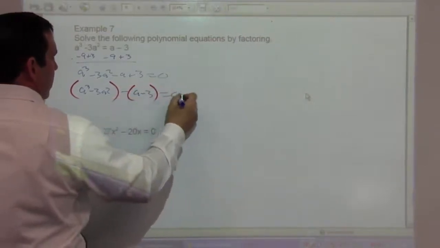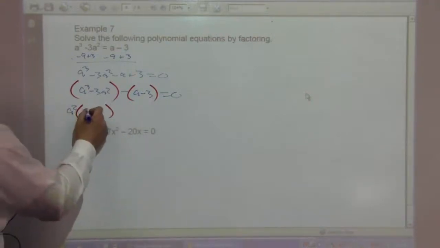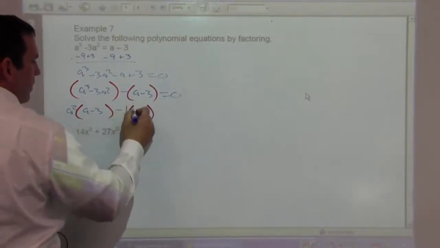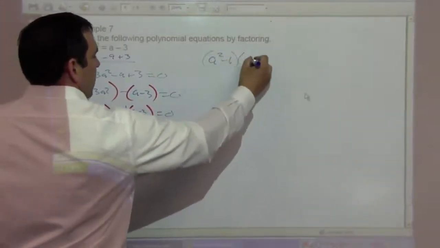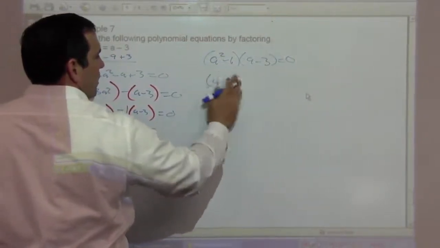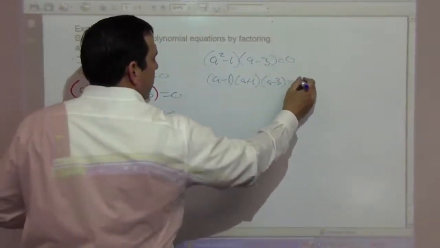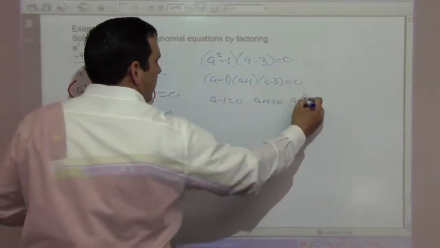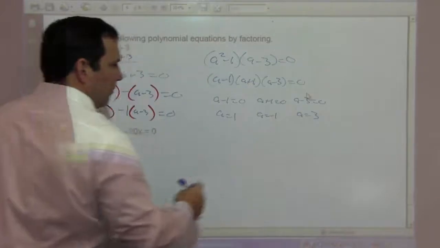Out of the first pair we can pull an a squared. Can't pull anything out of the second pair, so I'll just put a 1 out front. So this becomes a squared minus 1 times a minus 3. And we can factor the first pair, a squared minus 1, to be a minus 1 times a plus 1, times a minus 3. So we have 3 linear terms. A minus 1 equals 0, a plus 1 equals 0, a minus 3 equals 0. So a equals 1, a equals negative 1, a equals 3.